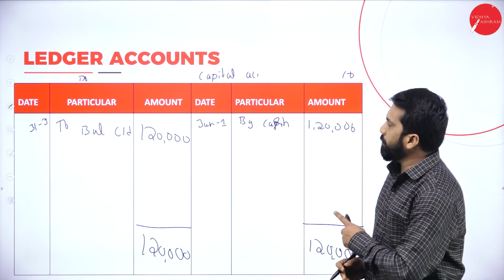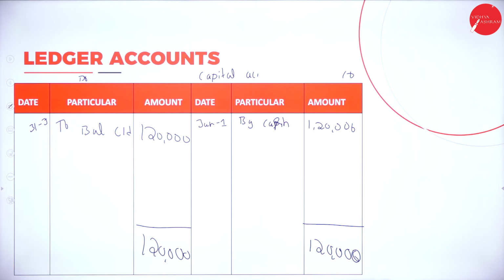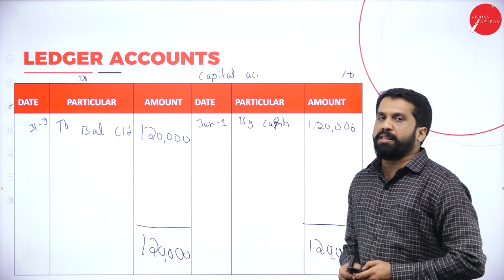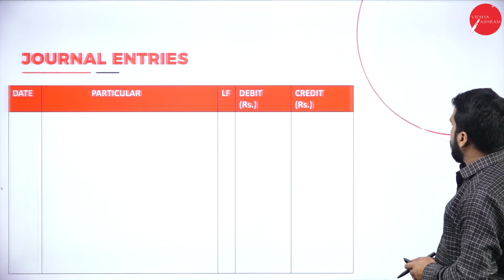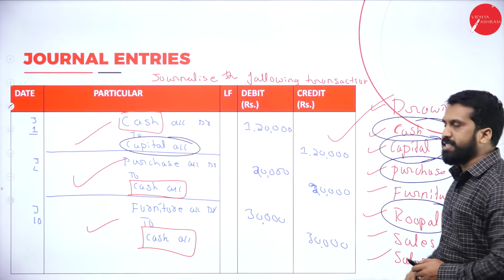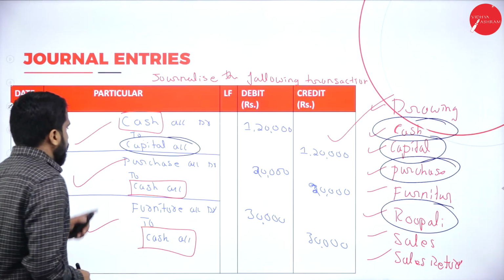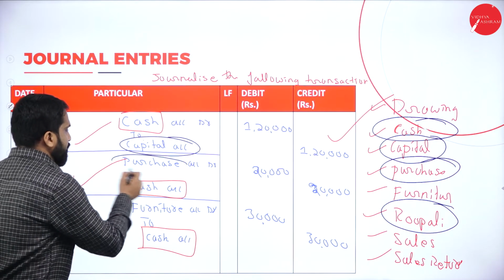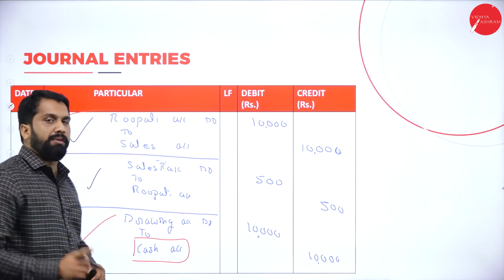If you want, you can take a screenshot. So the capital account is done. We'll go for another one or two ledger accounts. Out of this, capital is also done, so we'll go for purchases. We'll see how many entries are there. Yes, we have purchases once. Anywhere else? No, we have only one.